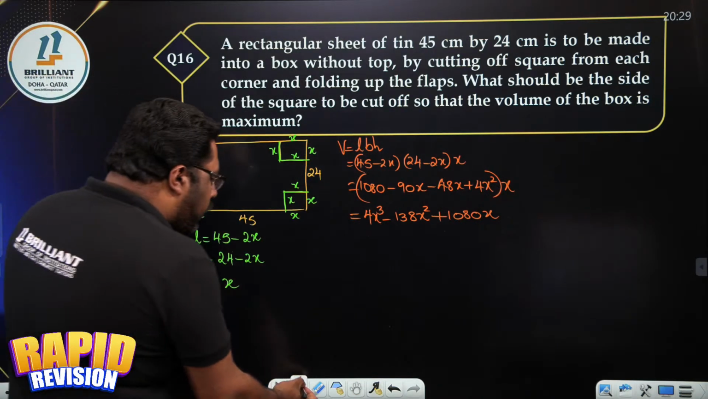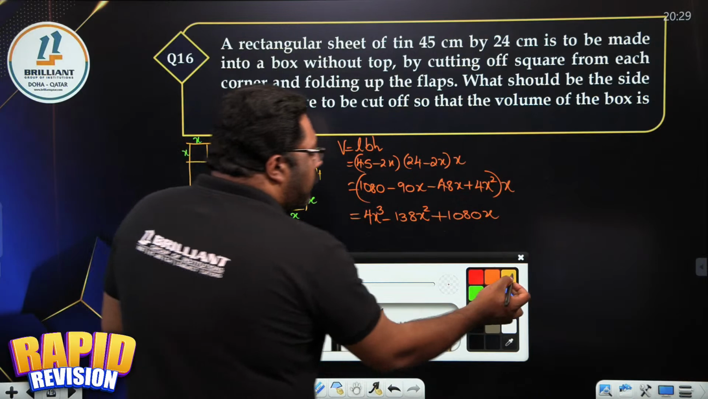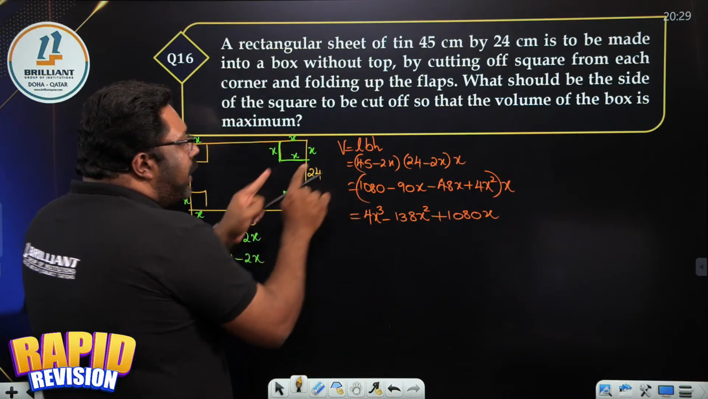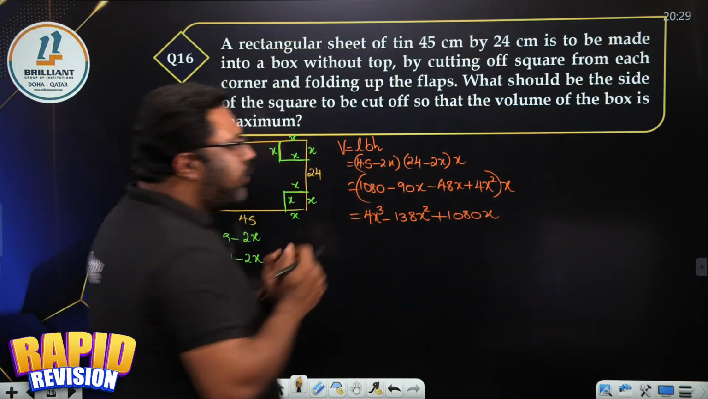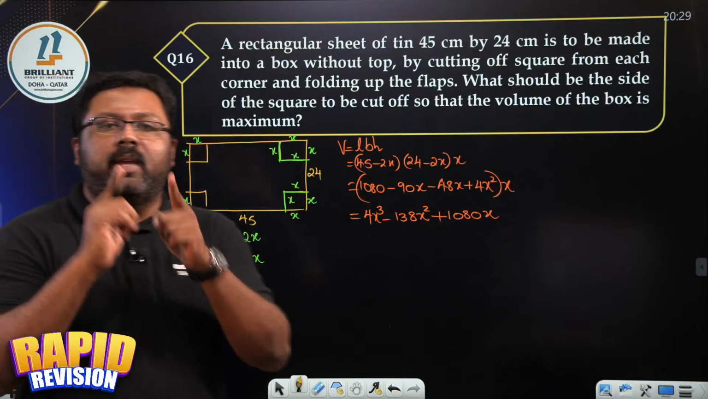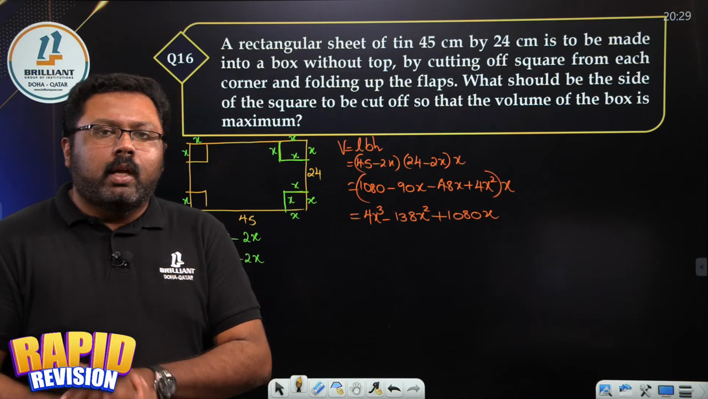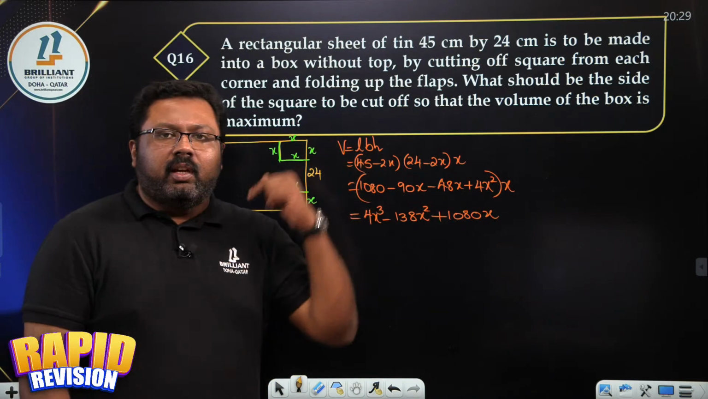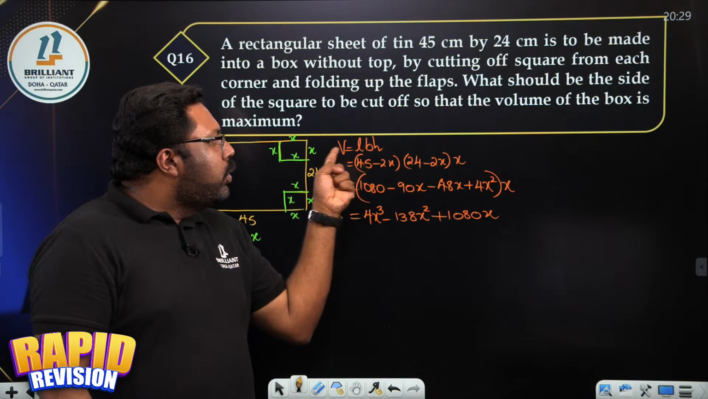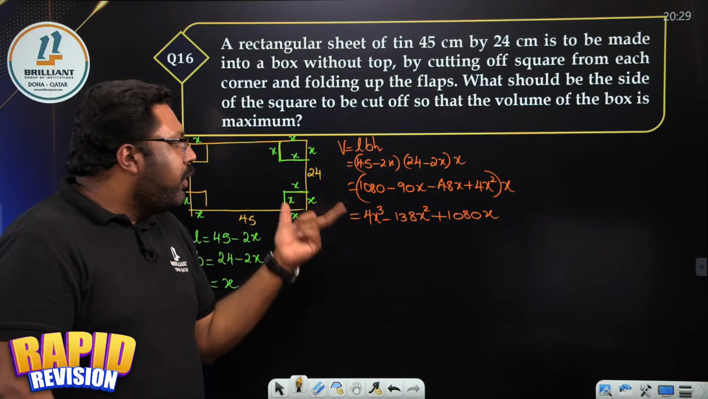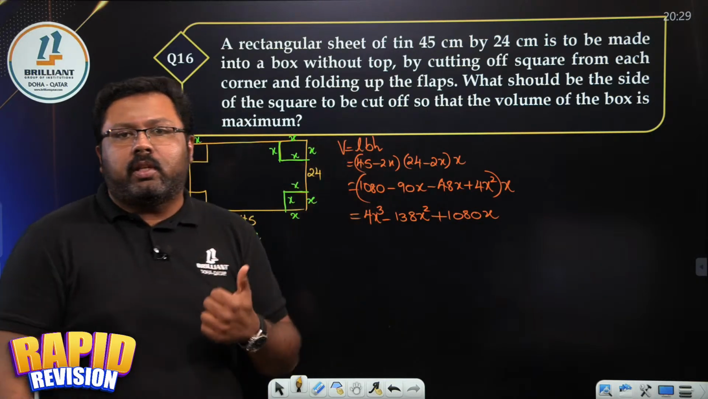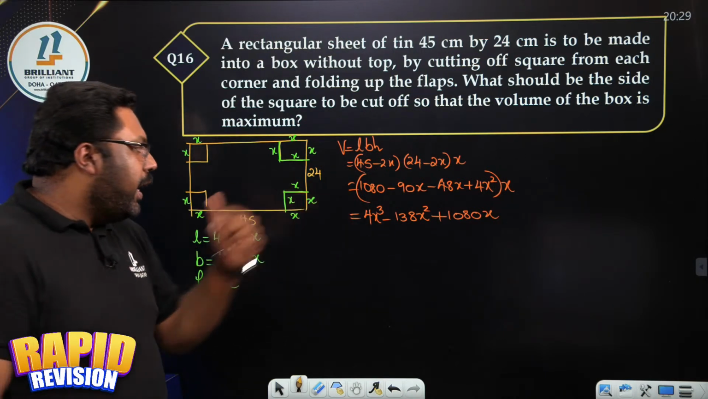Now differentiate the volume of the box. I've written the expression of the volume in terms of a single variable. From the beginning I have been saying, whatever you're trying to do in the AOD chapter, the function should be in terms of a single variable. I had three unknowns, length, breadth and height. I have converted them into a single expression with a single variable x.